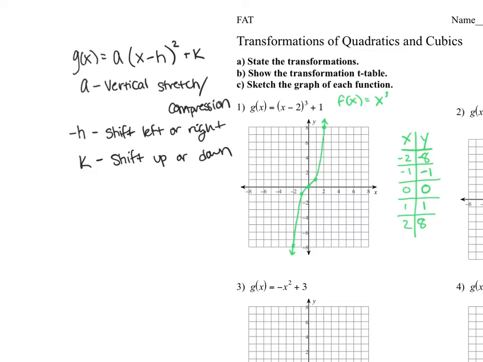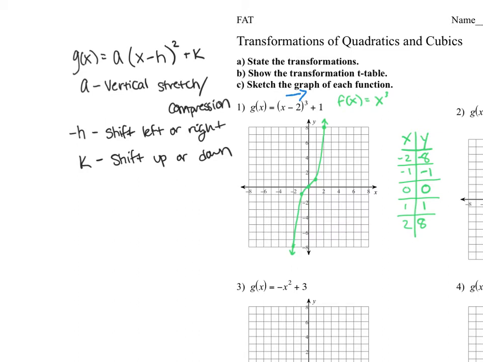First thing I want to do is take a look and see what happened here. I don't see anything out in front, so I don't have any vertical stretches or compressions. But I do see an h, so we're shifting left or right. In this case, it's a -2. Since it's negative, whatever value we have, it's a -2 or a +2, so we are moving, let's do this in blue, to the right by 2.